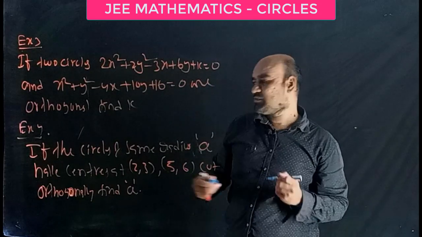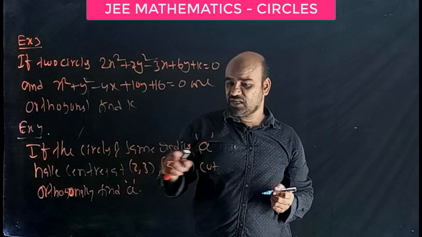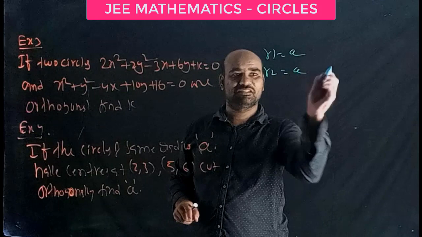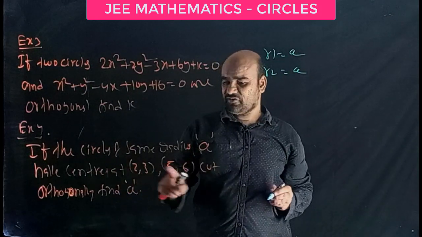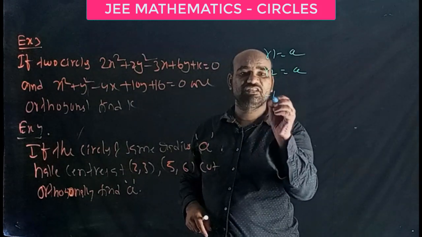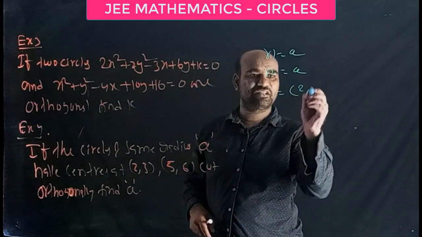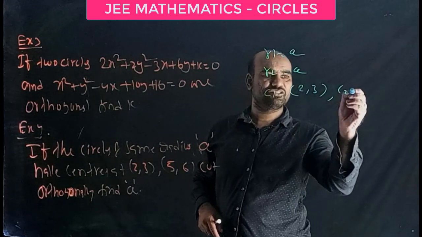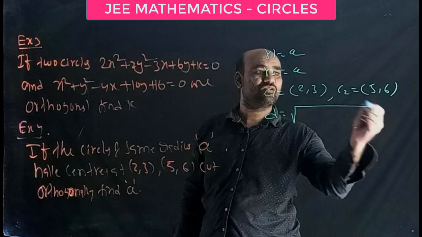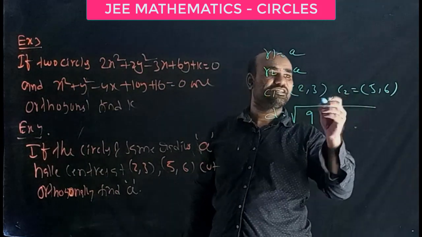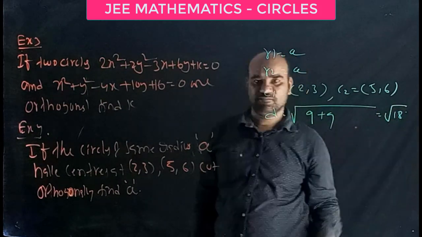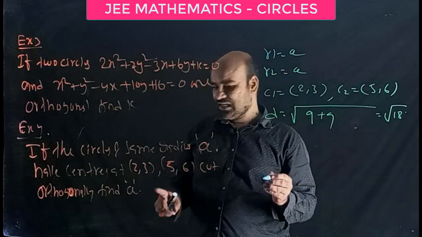Okay students, our example 4: if the circles of the same radii, meaning R1 equal to a only, R2 also equal to a only, and centers are given, cut orthogonally, then find a. Same situation. So C1 is given as 2 comma 3 and C2 is given as 5 comma 6. First of all you need to find d. d equal root over 5 minus 3 squared, that is 9, plus 9, that is equal to root over 18.